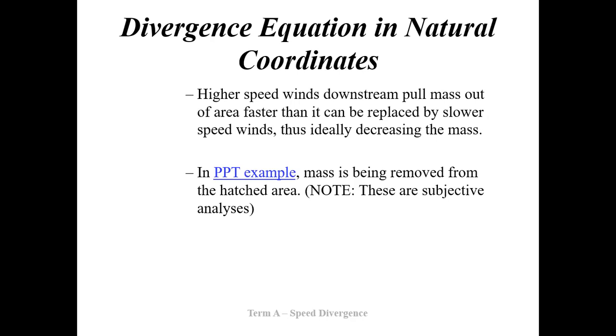Due to that speed difference, when we talk about divergence, higher speed winds downstream pull mass out of an area faster than it can be replaced by slower speed winds, thus decreasing the mass.